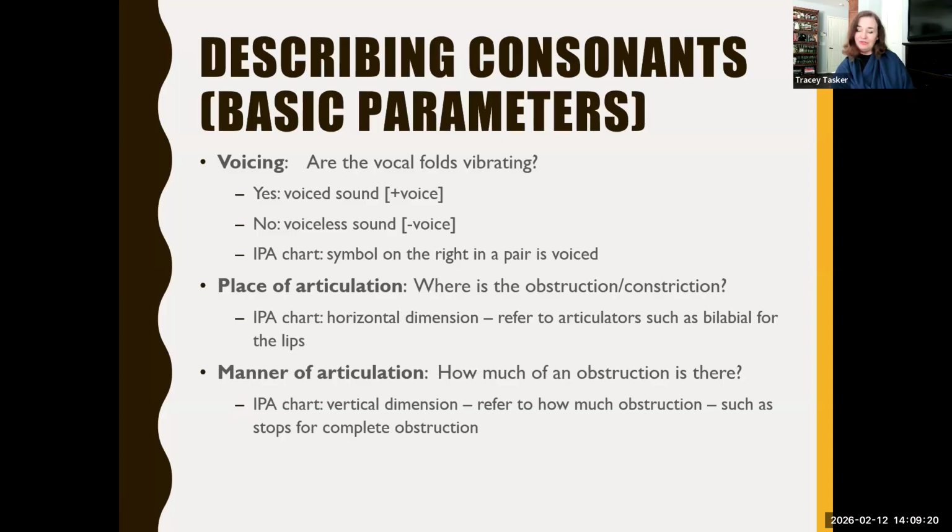So vertical dimension. For example, one of the manners of articulation is called stops, and that means that there's a complete obstruction in the vocal tract, which allows for the airflow to have what we call a plosive quality in some of the stops. So we're going to talk about that in more detail as we go through the manner lecture.